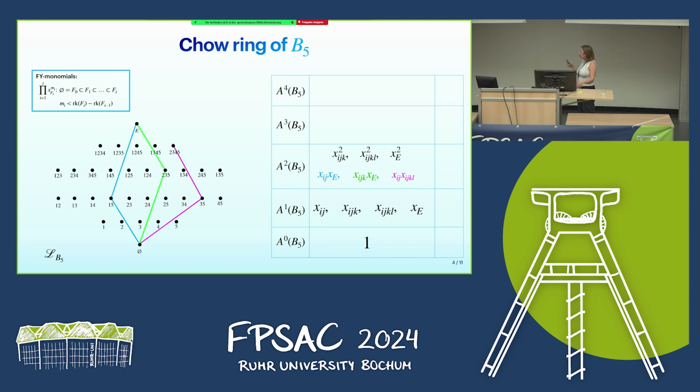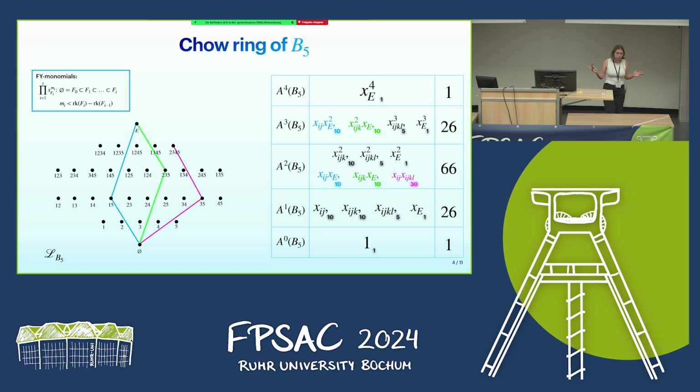Degree 2 monomials, we can get a little bit more interesting here. I can take the square of certain variables, and I can get some chains going, right? Degree 3, I get the following monomials. And degree 4, all I can do, I can no longer increase the degree on anything besides just the single variable x_E.